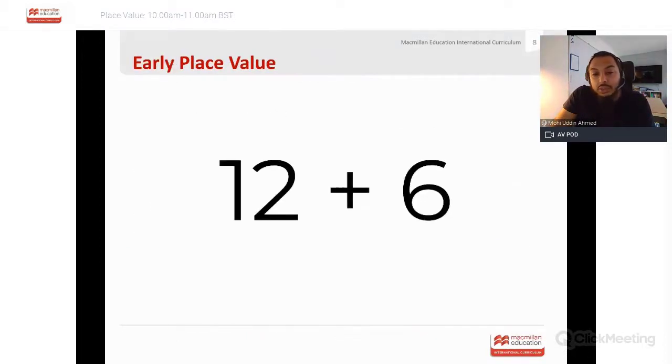But before we get into place value at a higher level, let's start off at the early stages of place value. So have a think about this question, 12 plus 6. How would you show 12 plus 6? What would you do with 12 plus 6 for your children for them to get an answer that you can understand, that they understand what they're doing? How would place value have an impact on something like this? Have a go, I'll give you a minute, and then we'll come back together.